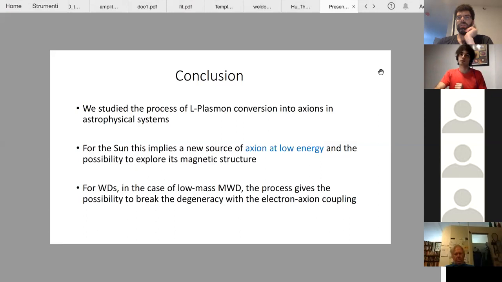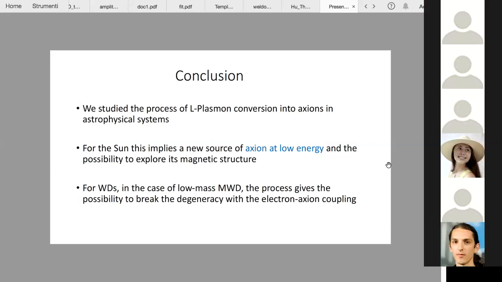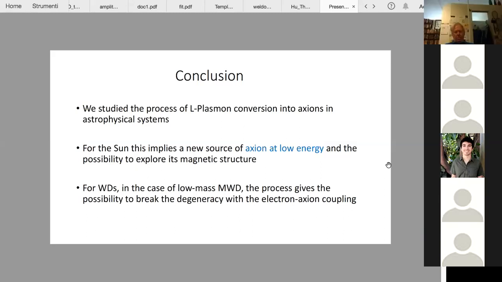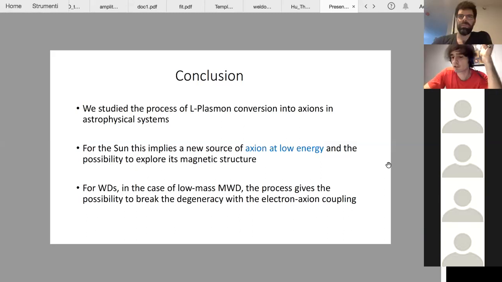Please, Jan. Hello. So you talked about white dwarfs and that. What happens if you apply this formalism to a cluster of galaxies?